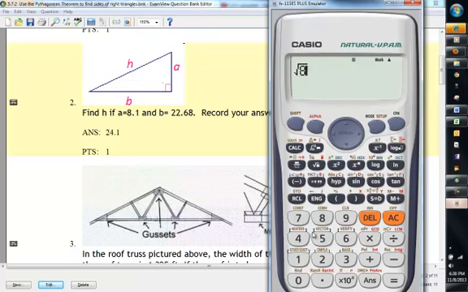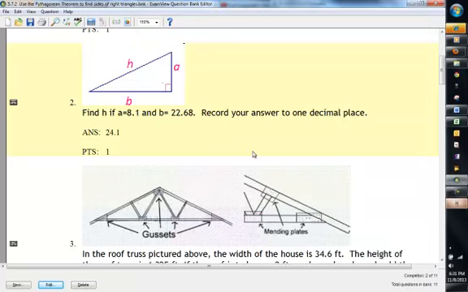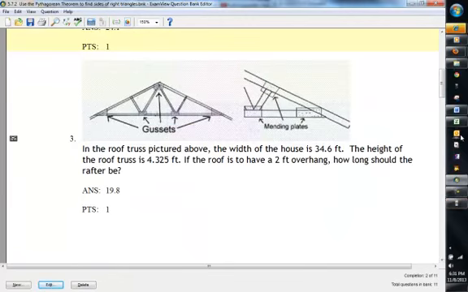So let's do a Pythagorean theorem problem, and we would take a squared, so it's the square root of a squared, 8.1 squared, plus b squared, which is 22.68 squared, and we get 24.1.